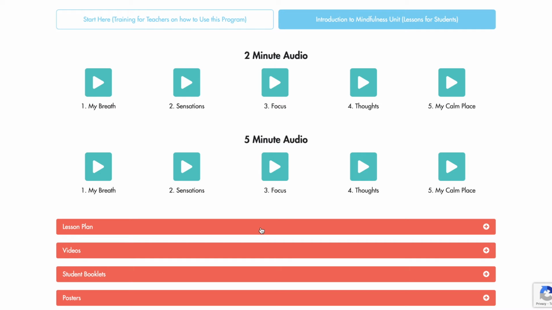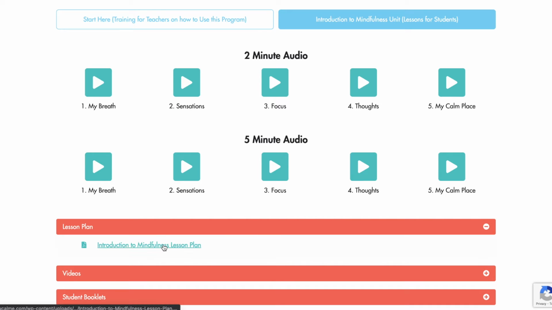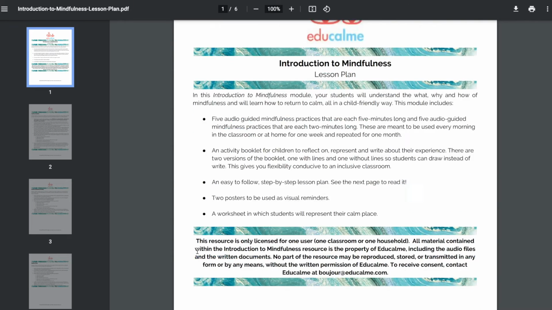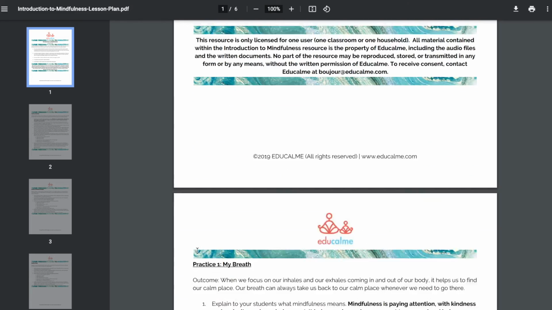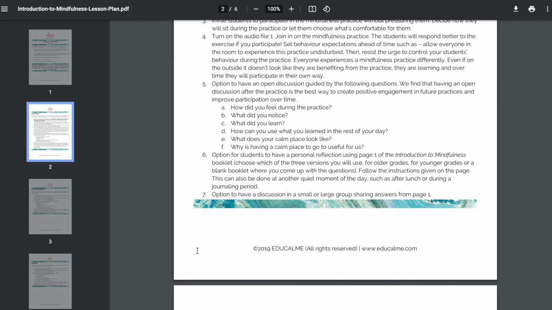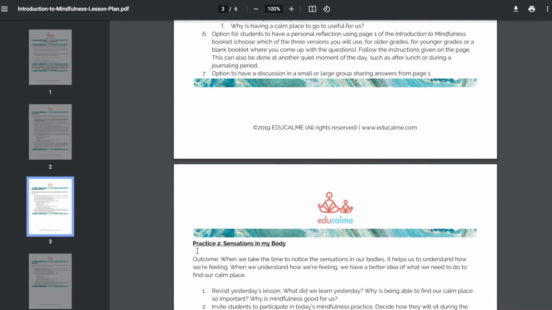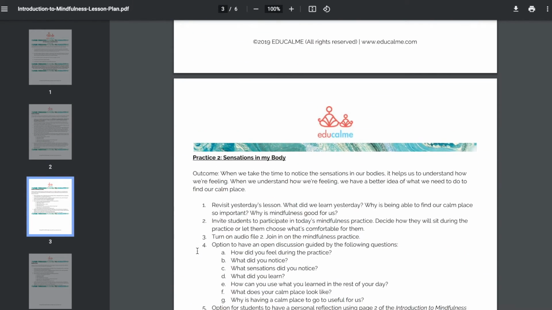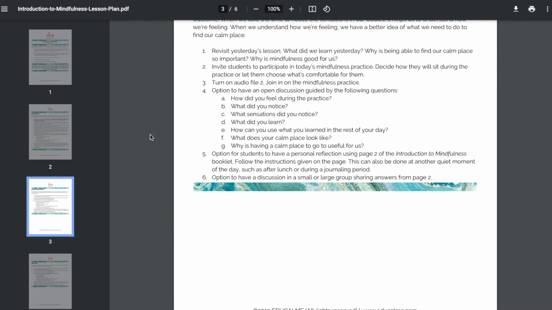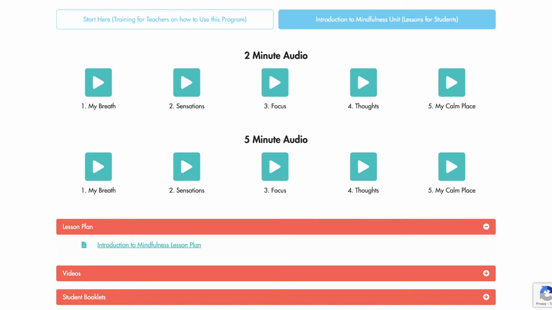Each unit has a lesson plan. The lesson plan gives you discussion ideas, a plan to follow throughout the unit, suggestions on how to use the student booklets and vocabulary definitions. You don't need to follow the lesson plan. It's simply there to support you. Many teachers use the lesson plan at first when they're new to Educalme, but then stop using it with time as they become more confident with the structure and routine of the program.